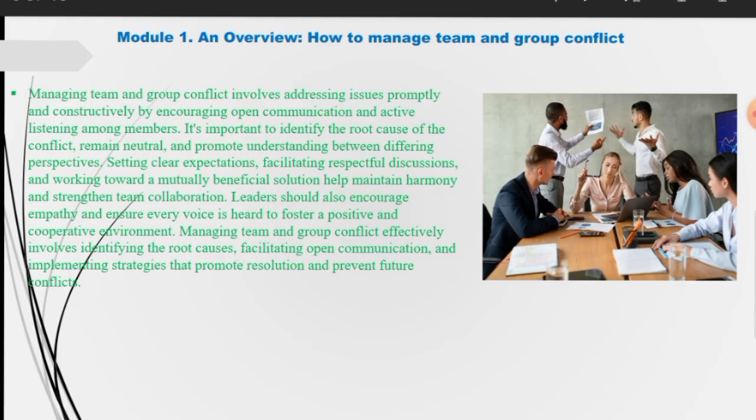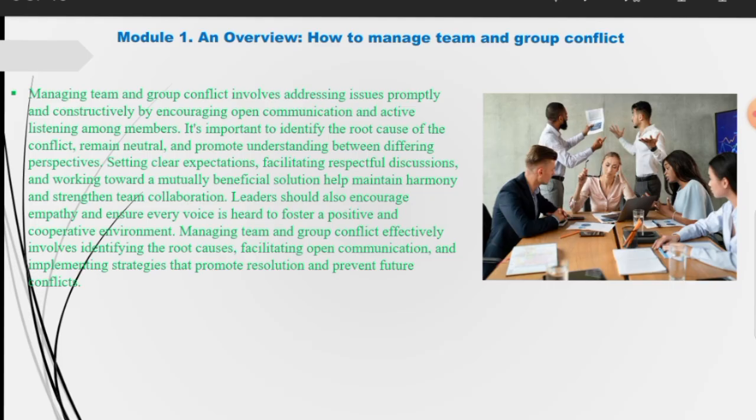beneficial solutions. Establishing clear expectations, roles, and guidelines within the team also helps prevent future conflict. In cases where conflicts persist, involving a neutral mediator or HR professional may be necessary. Ultimately, effective conflict management turns challenges into opportunities for growth, improved collaboration, and stronger team cohesion. So, this is all we have in this slide.